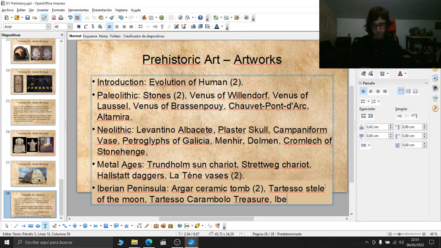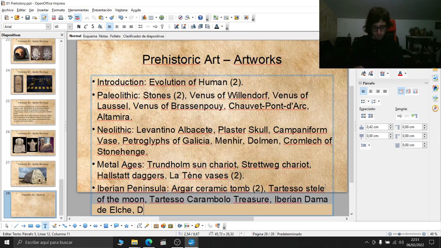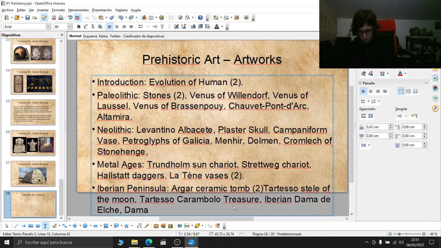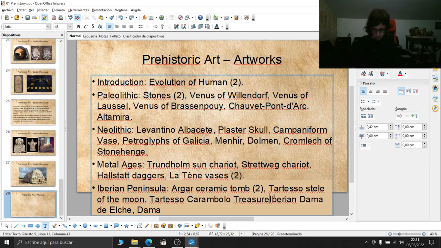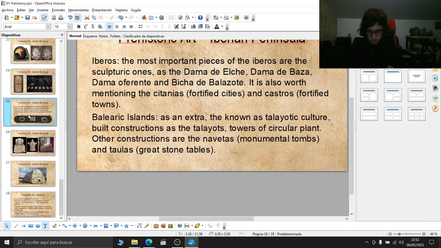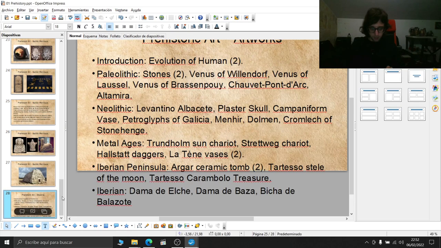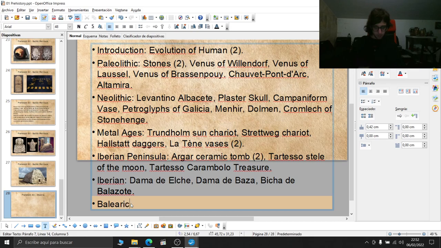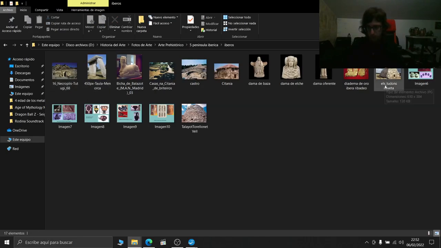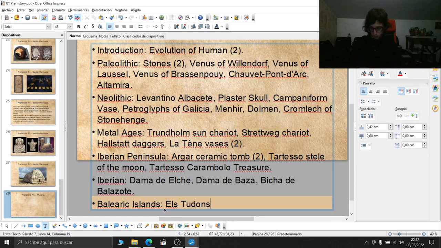And maybe I should divide this because, yes, I'm going to divide it. Start this. Just Iberian. Dama de Elche, Dama de Baza. I think it is like this. Yes. And then Balearic. And this one is the Naveta. Naveta d'Es Tudons.